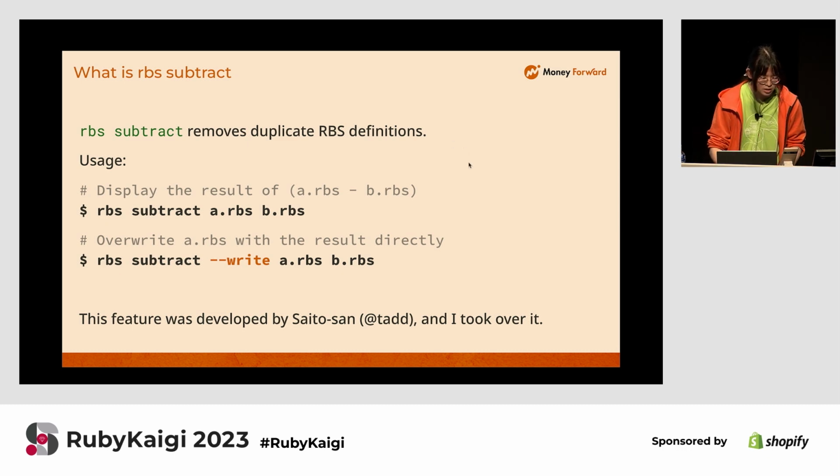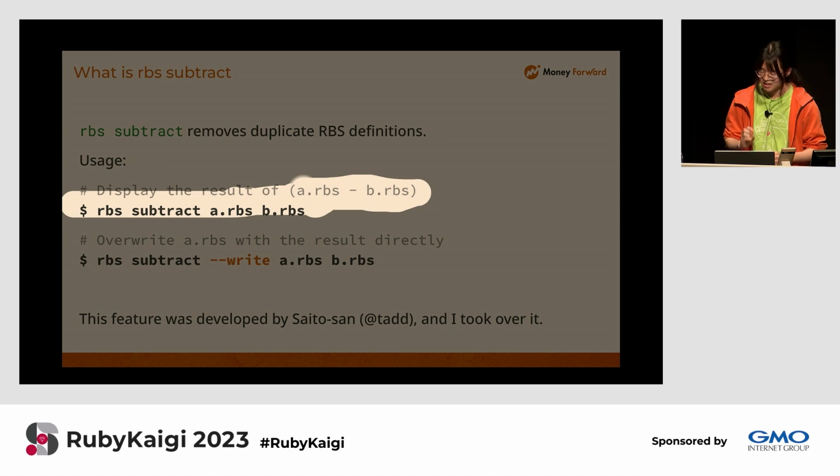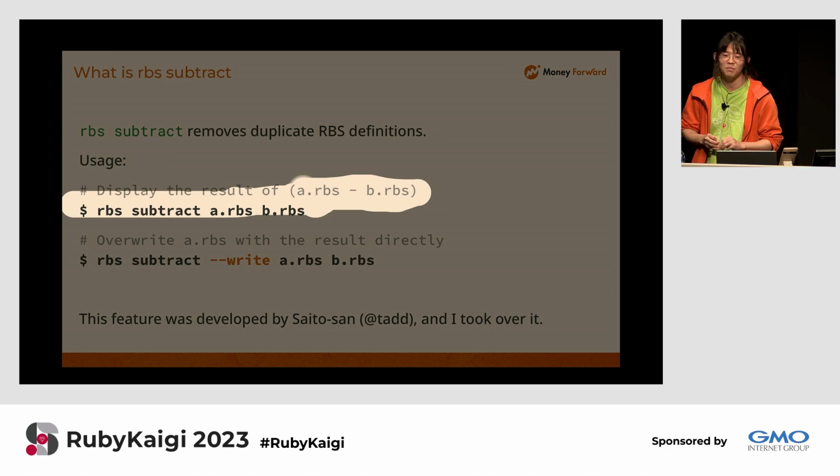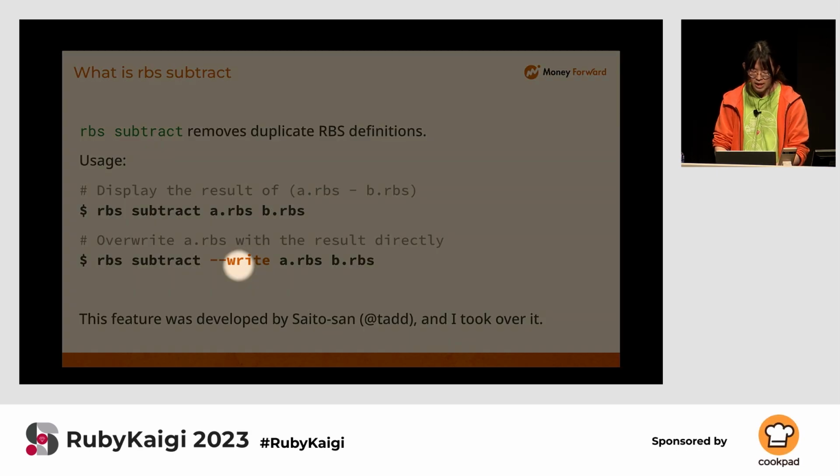For example, suppose you have two RBS files, a.rbs and b.rbs. In this case, the first command removes duplication from a.rbs. It executes this, meaning it is a.rbs minus b.rbs. And it also supports the write option. In this case, this command overwrites a.rbs directly.